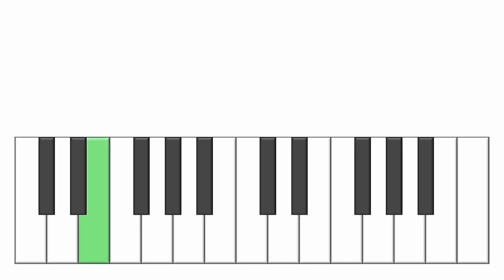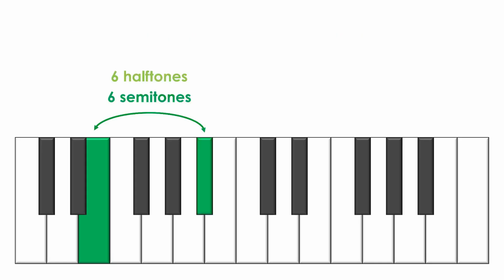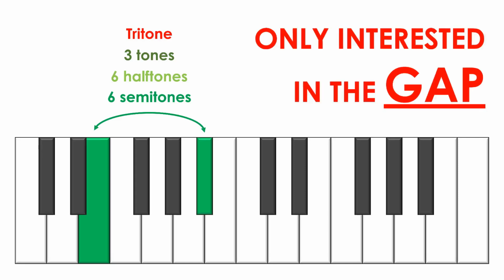Let's revisit the diagram I showed earlier. Between this note here and this note here, there are exactly 6 steps in between. It doesn't matter if we count the steps from here or from here. The distance is absolute. We call this distance 6 semitones or half tones, 3 tones, or better known as a tritone. When we measure intervals this way, we are only interested in the gap between two notes.